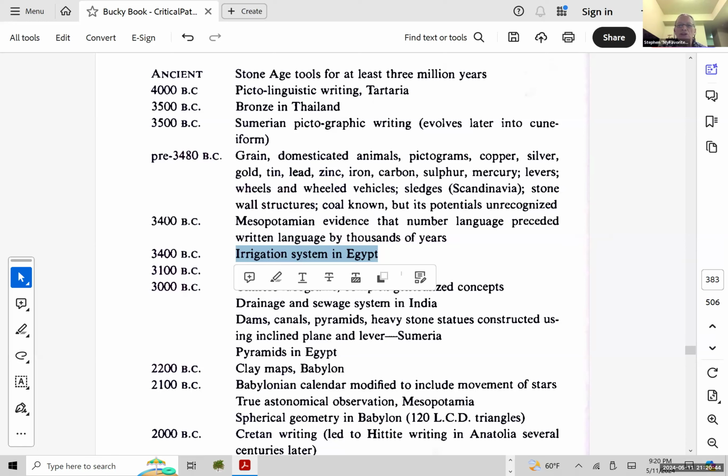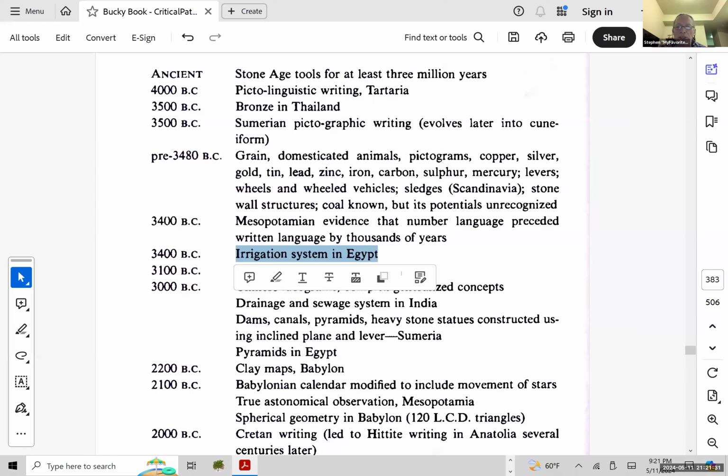If we start at the top, in ancient Stone Age tools for at least 3 million years, 4,000 BC, pictolinguistic writing in Tartaria, 3500 BC, bronze was discovered in Thailand. 3500 BC, Sumerian pictographic writing evolves later into cuneiform. 3480 BC, grain, domesticated animals, pictograms, copper, silver, gold, tin, lead, zinc, iron, carbon, sulfur, mercury, levers, wheels and wheeled vehicles, sledges in Scandinavia, stone wall structures, and coal known, but its potential is unrecognized. So coal was known back in pre-3480 BC, but it wasn't really recognized.